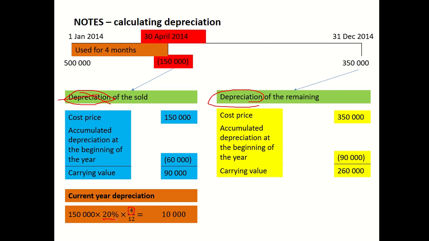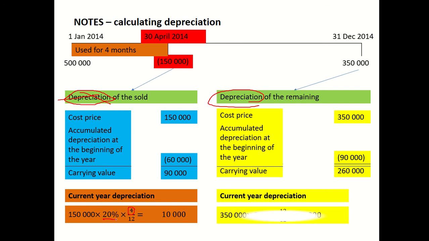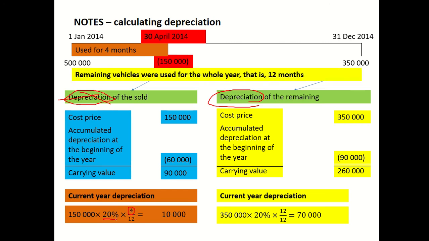We're going to be calculating depreciation of the remaining assets. The depreciation of the remaining assets will be 350,000 rand times 20%, but we will use it for the entire year. So that's why I multiply by 12 over 12, which is 70,000. In this case, the remaining vehicles were used for the whole year, that is 12 months. That is why I have it as 70,000 rand. And I multiplied the depreciation rate by the cost price, because they told you that these assets are depreciated at cost price.